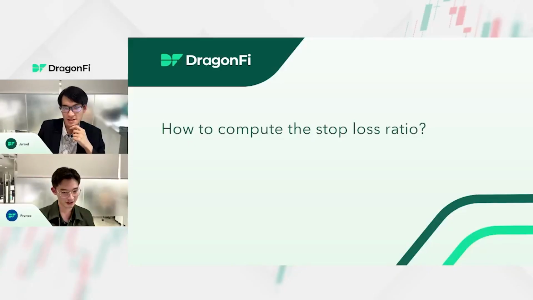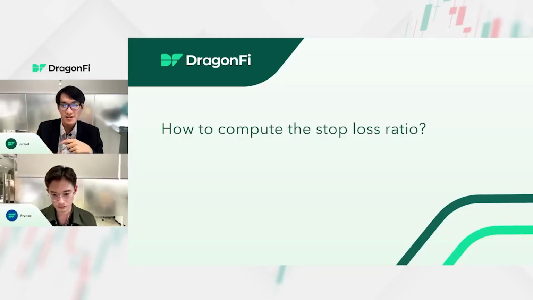How to compute the stop loss ratio? Stop loss, do you mean risk to reward ratio? Yeah, it has to be that, because that's how you get your stop loss. Like what I said, you can use it in TradingView, using the position tool. Basically, you have your entry, then your stop loss is a little bit below your entry price. So basically the distance, that distance, you compare it relative to your target price.